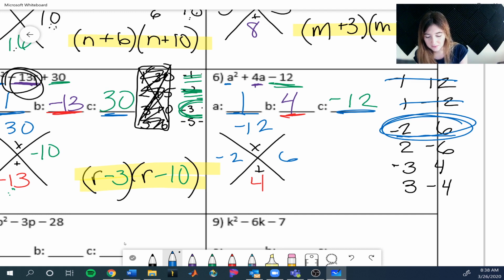All right, so then I would just write out my factors. My variable comes first, a minus 2.